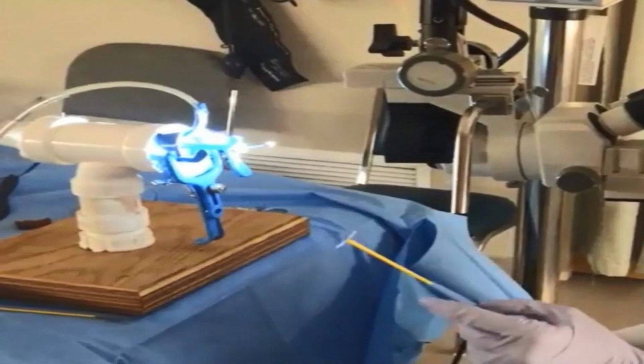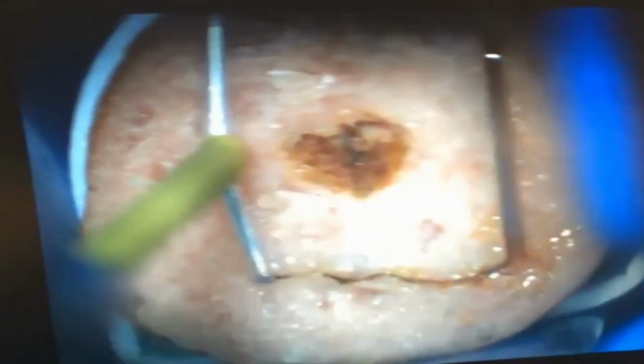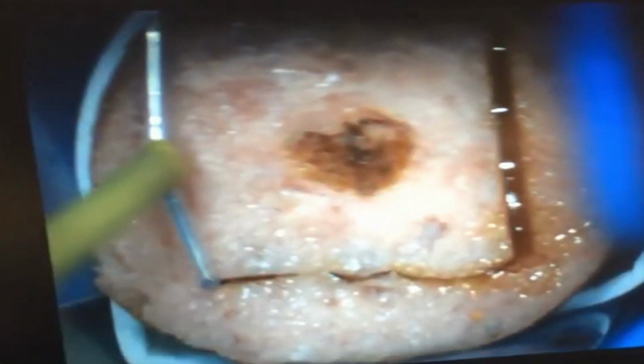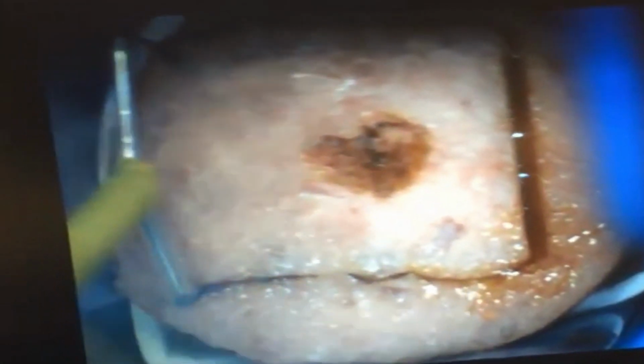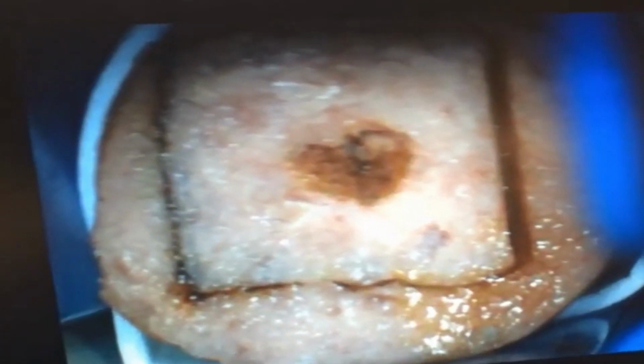So here, the procedure of LEEP has been demonstrated, in which we get a sufficient sample from the cervix involving the squamocolumnar junction. Make sure before starting to take the specimen that electricity is connected properly. This size of the specimen is collected and is sent to the lab for histopathology.